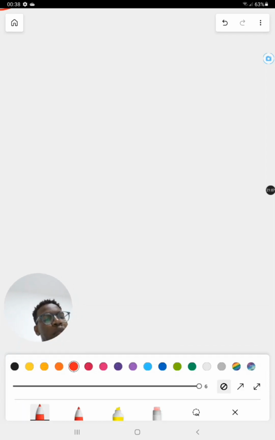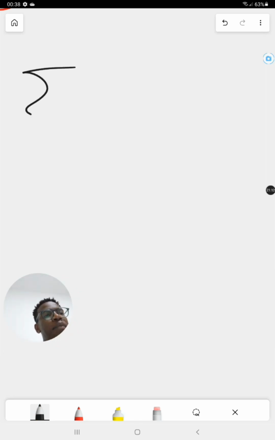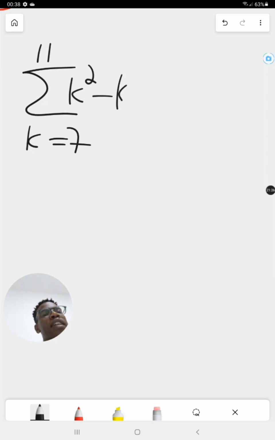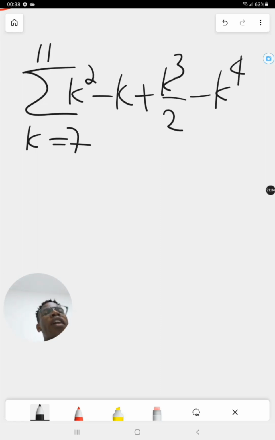Okay, so that's basically sigma notation. It shouldn't matter what they put in front of the sigma. It means the same thing. Here's the sigma. The number at the bottom is the number that you start off with. Doesn't matter the letter. Don't let the letter confuse you. K is equal to 7. They end here at 11, whatever. Even if they put something fancy here like k squared minus k plus k cubed over 2 minus k to the power 4, you follow the exact same procedure.